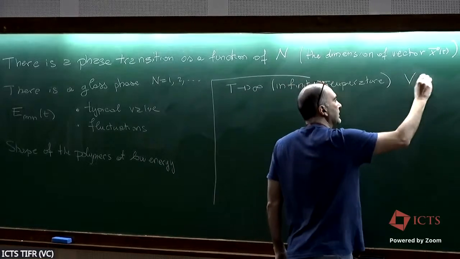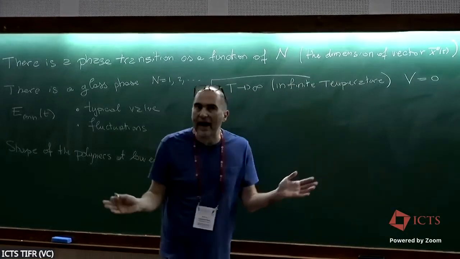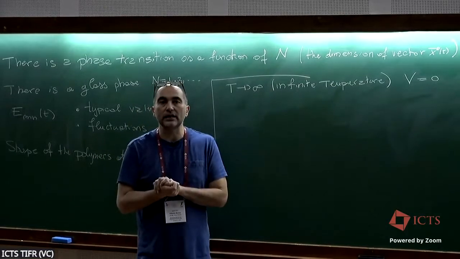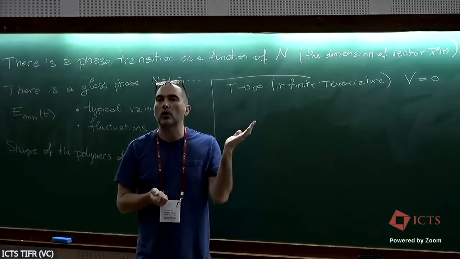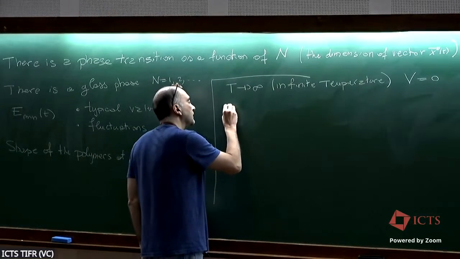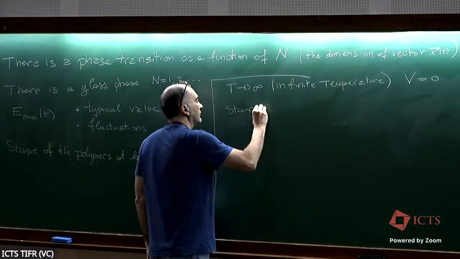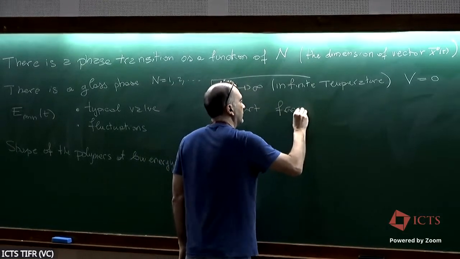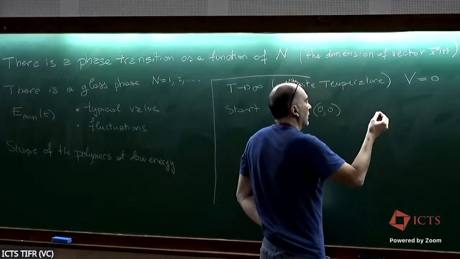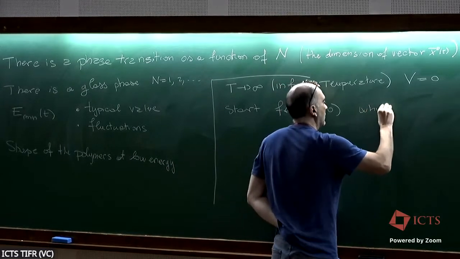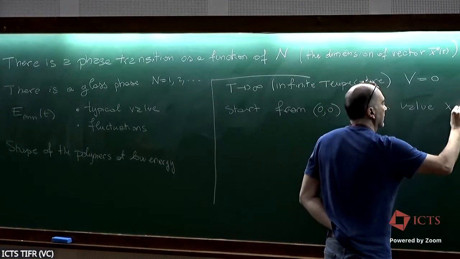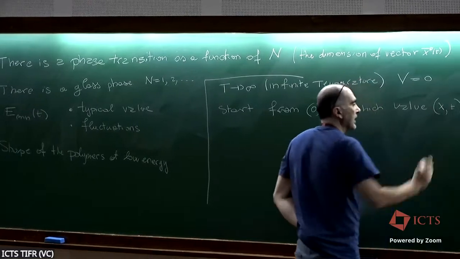Then we can essentially take V equal to 0. So if we don't have any disorder, because all the configurations have the same weight, then we pick at random one polymer. So let's say you start from 0, 0. Now the question is which value of x you pick at the time t, okay?